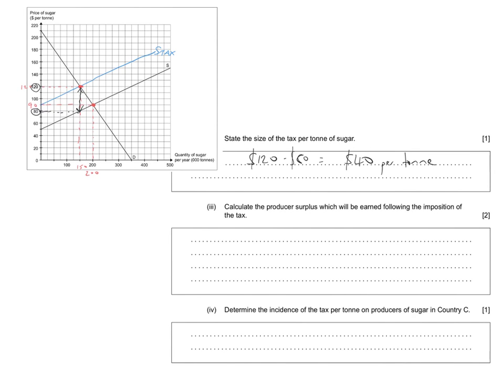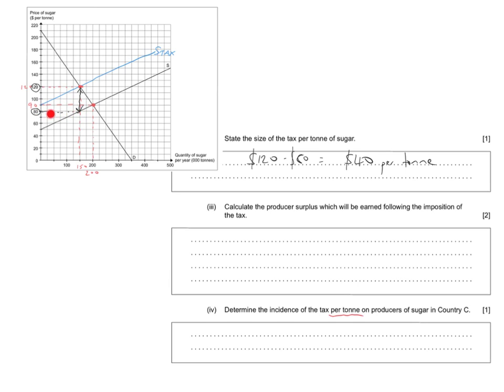Skipping ahead to part 4, we're asked to determine the incidence of tax per tonne on producers of sugar in country C. Now, the fact that we are asked per tonne is very important. We're not trying to calculate the total area of incidence on the producers, but only the amount per tonne. So we should know that our total tax revenue box will be this area here. And the incidence that the producers bear will be the area of that tax revenue underneath the old equilibrium price.